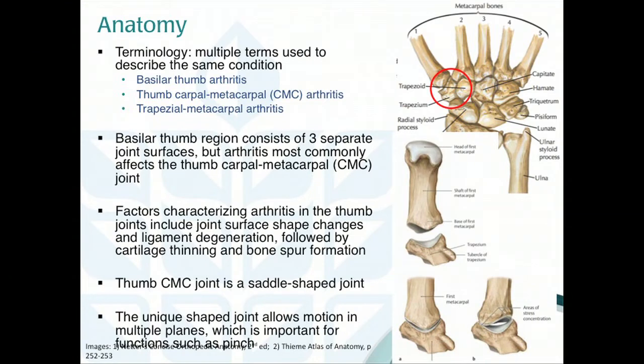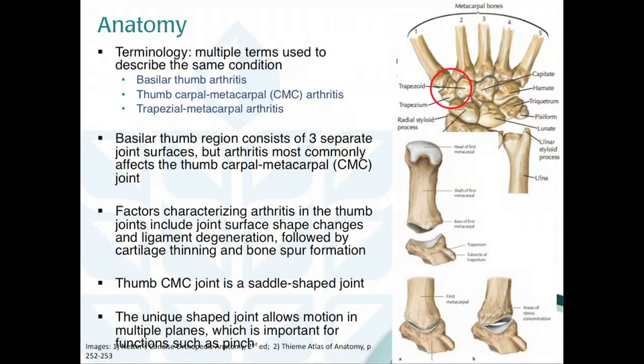So factors characterizing arthritis in the thumb include joint surface shape changes and ligament degeneration, which then lead to cartilage thinning and bone spur formation. The thumb CMC joint, which is right over here, is actually a saddle-shaped joint. So if I were to take this area and zoom it in, this is the metacarpal, and this is the trapezium. So this bone is identical to this bone over here. And if you look at it, you can see how this is more of a saddle-shaped joint. One side is concave, and the other side is convex. So that unique shape allows more motion in the thumb compared to the other joints.